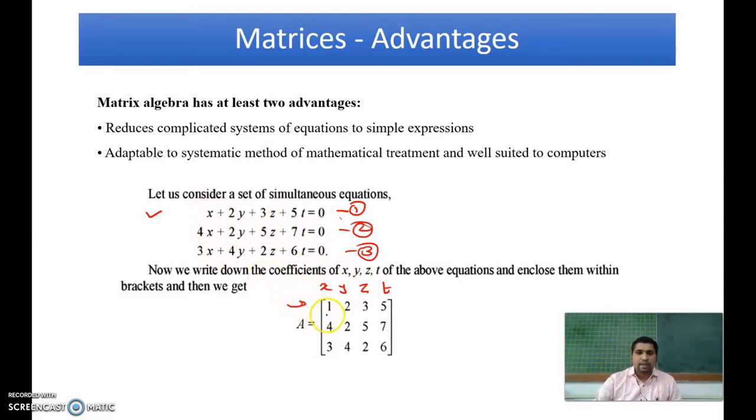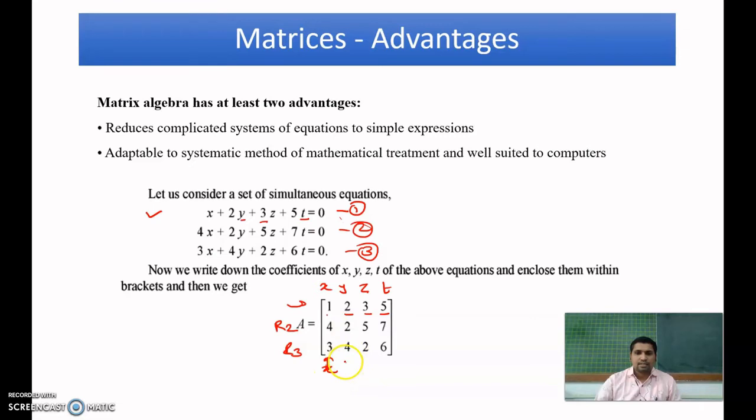1 is the coordinate of x in the first equation, 2 is the coordinate of y in the first equation, 3 is the coordinate of z in the first equation, and 5 is the coordinate of t in equation number 1. Similarly, in row 2, we write down the elements of x, y, z and t in the matrix, and in row 3, we write down the equation number 3, x, y, z and t coordinates.